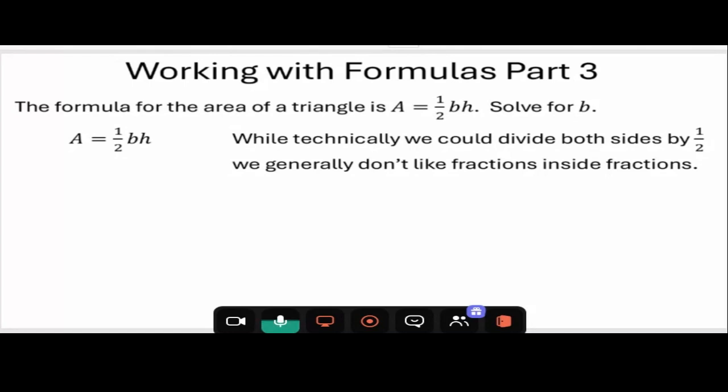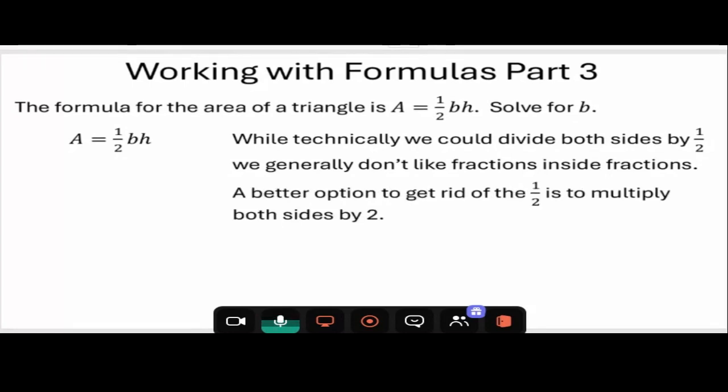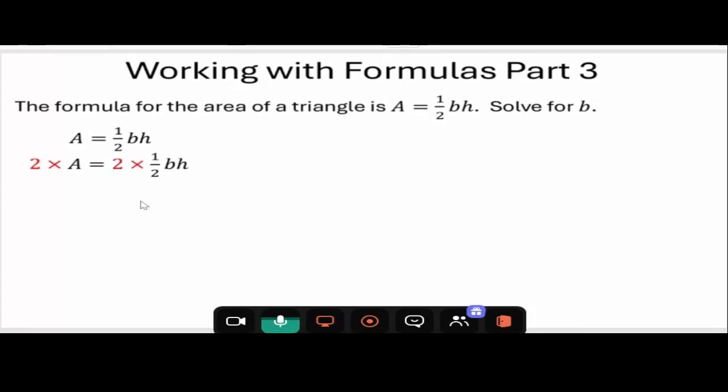We don't like to have fractions inside fractions because it's messy, it's hard to deal with, it's difficult to calculate when later on you're plugging in values. So a much simpler option to get rid of that half is to multiply both sides by 2, which, pause and think, is the same thing, right? What is dividing by a half? It's multiplying by the reciprocal, multiplying by 2 over 1. Okay, so I would suggest the easiest way to go on this, not the only way, but the easiest way, is to multiply both sides by 2.